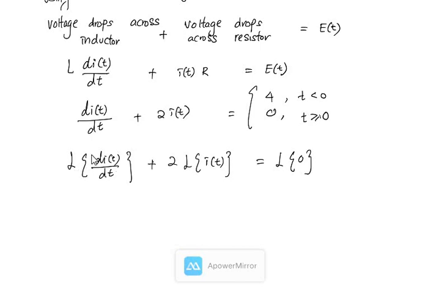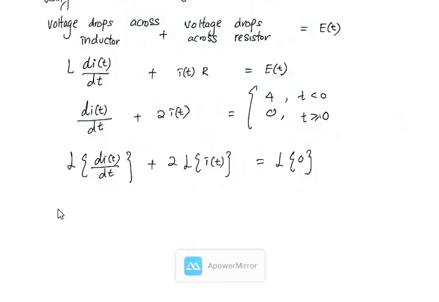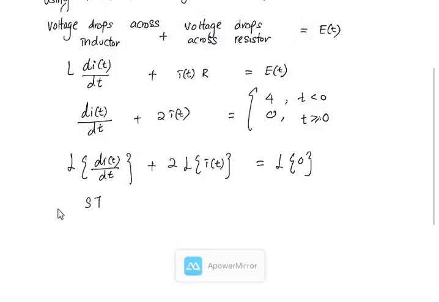For the Laplace transform of a derivative, we can go back to the Laplace transform derivative table. The Laplace transform of y(t) is equal to Y(s), and the Laplace transform of y'(t) is equal to sY(s) minus y(0). Therefore, we get sI(s) minus I(0) plus 2I(s) equal to 0, since the Laplace transform of 0 is 0.